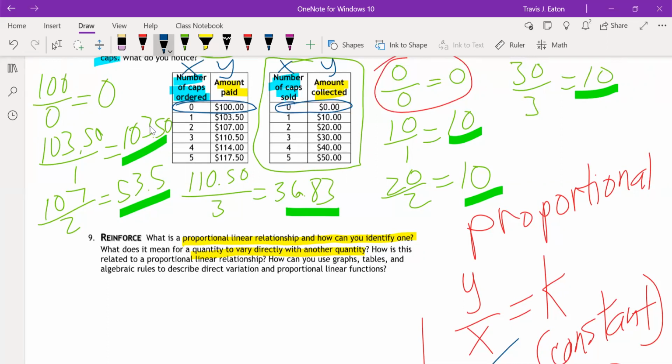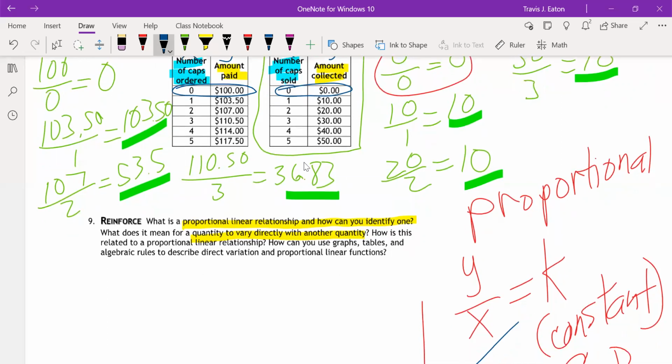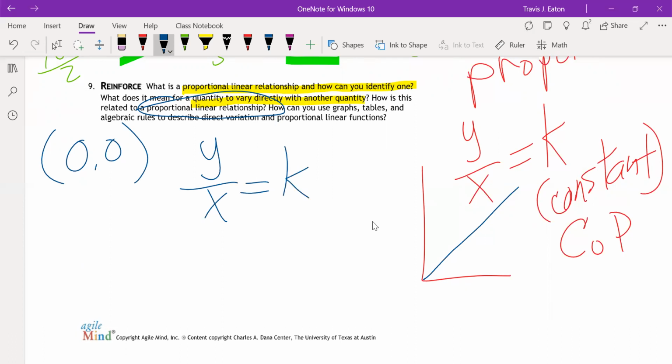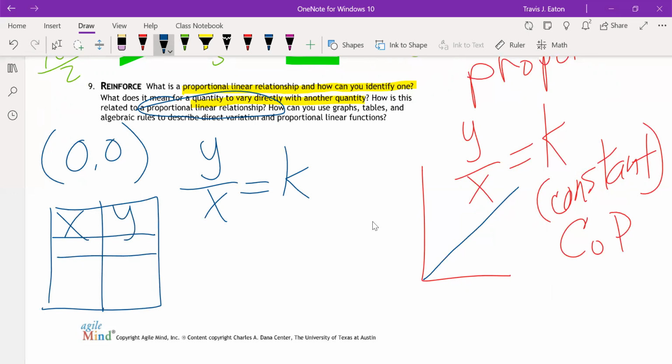Okay, so always remember, these are the things that we look for when we want to talk about a proportional linear relationship, the qualifiers. The line passes through the origin at 0, 0. All right. And when you divide y by x, you always get that constant of proportionality. And in a table, if you were to create a table of your x and your y values, it will also be 0, 0 there.